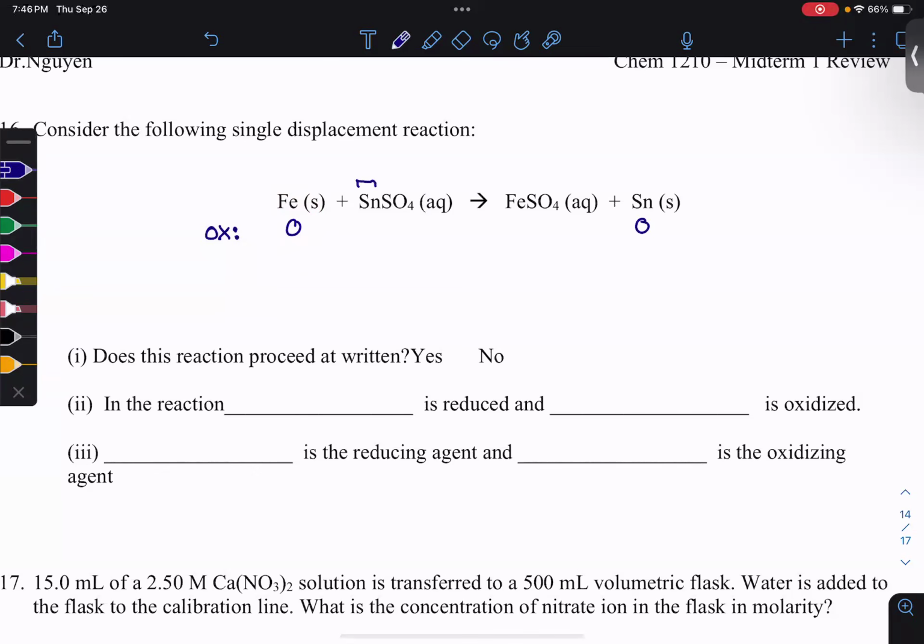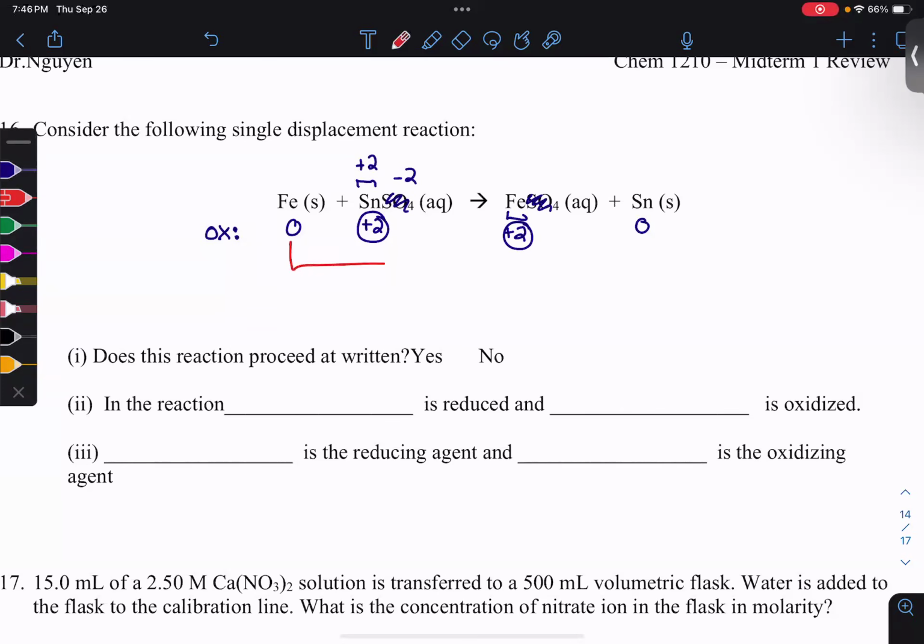So what is the charge of that tin in this tin sulfate compound? +2. How do we know it's +2? Sulfate is -2, so this tin has a +2 oxidation number. What about this iron on the product side? Also +2. I'm just going to ignore the sulfates because sulfate is a spectator ion. It doesn't change, so its oxidation number doesn't change. We can clearly see what's changing here are the oxidation numbers of iron and tin.